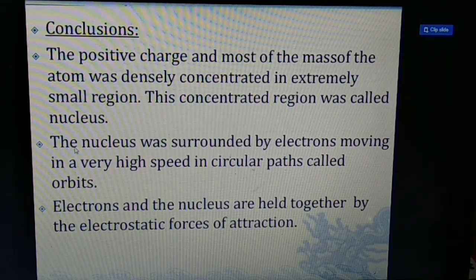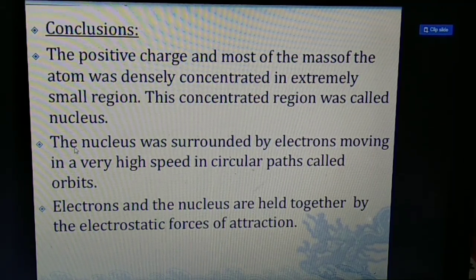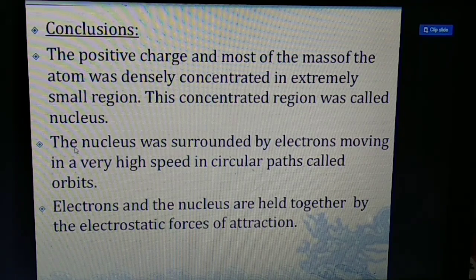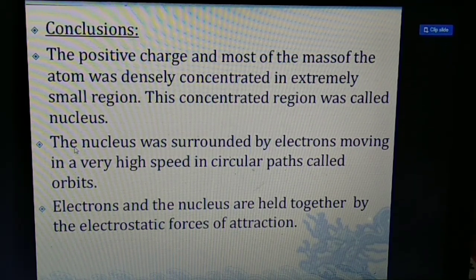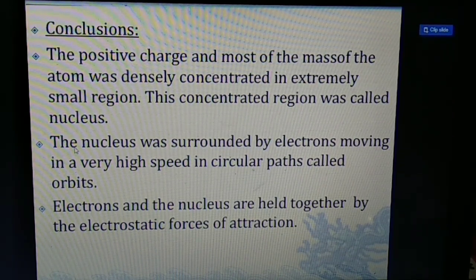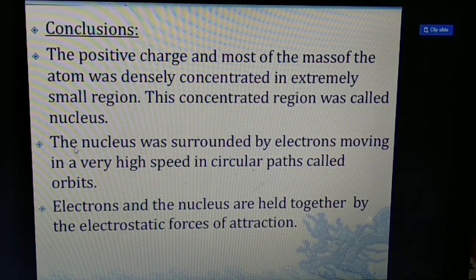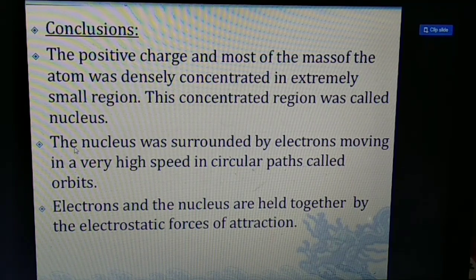From the observation, the conclusion was that the positive charge in the atom was densely concentrated in an extremely small region. This concentrated region was called the nucleus. The nucleus was surrounded by electrons moving at very high speed, students, in a circular path. What is the name of the circular path? Yes, the answer is the orbit. Electrons and the nucleus are held together by the electrostatic force of attraction.